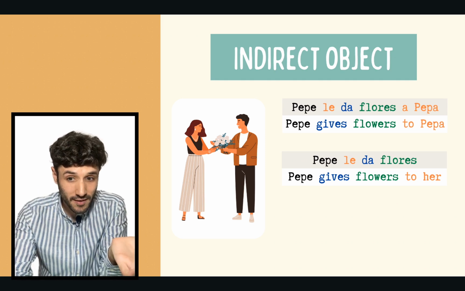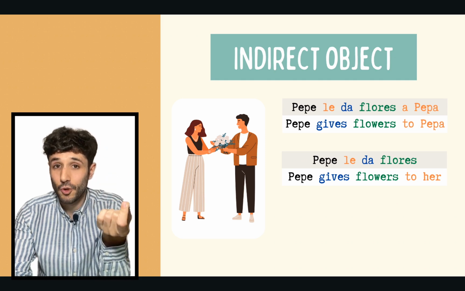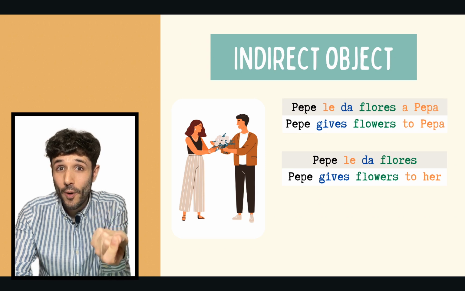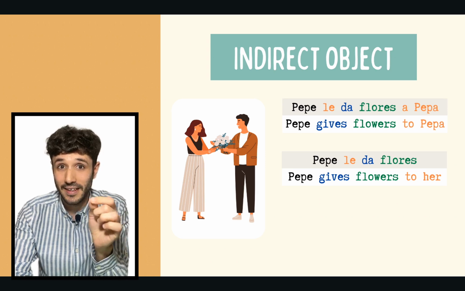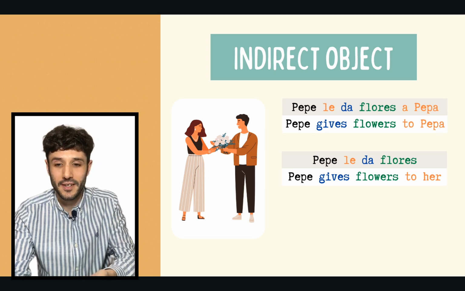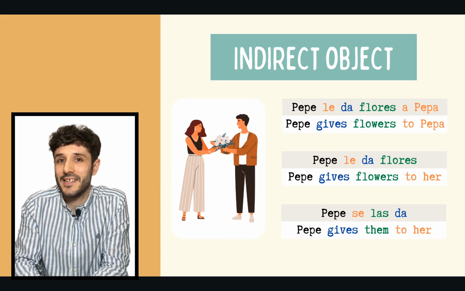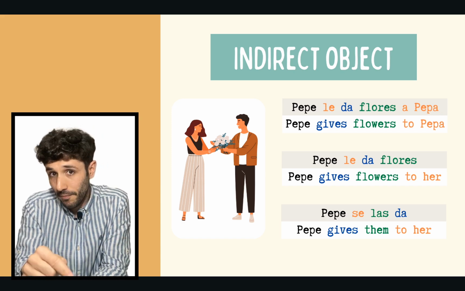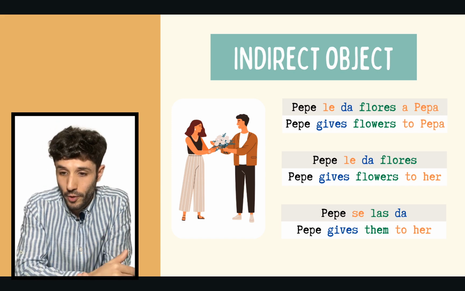So if I want to say Pepe gives them to her, that le is going to change to se. And that is when you can see se as an indirect object pronoun. Pepe se las da. Pepe gives them, obviously the flowers, to her.